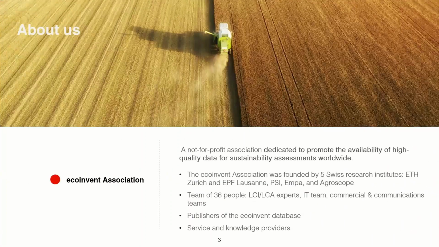The ecoinvent Association is a not-for-profit association dedicated to promote the availability of high-quality data for sustainability assessments worldwide. We were founded by 5 Swiss research institutes: ETH Zurich, EPFL Lausanne, PSI, EMPA, and Agroscope. We're a team of 36 people between LCA experts, software development, and of course, sales and communications team. You know us best as the publisher of the ecoinvent database, but we are also a service provider. So we engage in projects related to data interoperability, data creation, data handling, analysis and distribution, as well as capacity building and awareness raising on these topics.